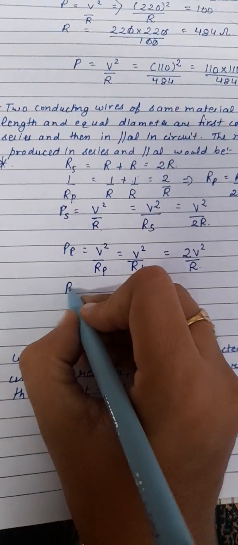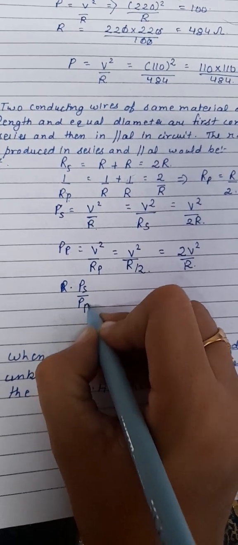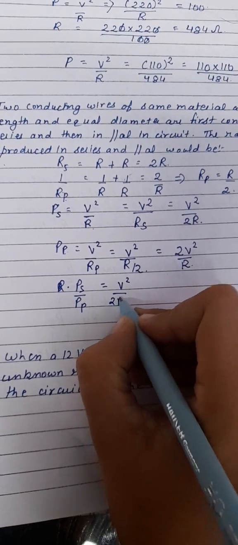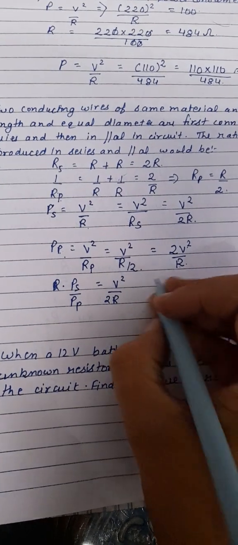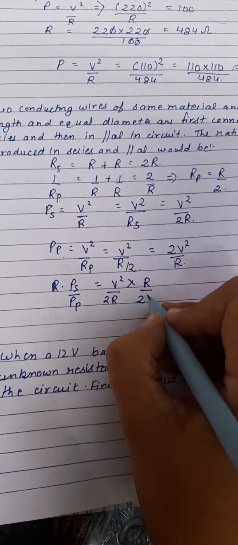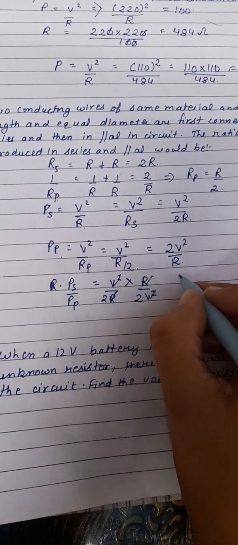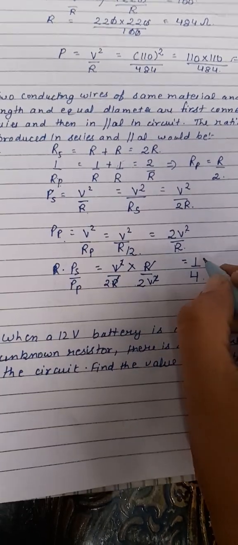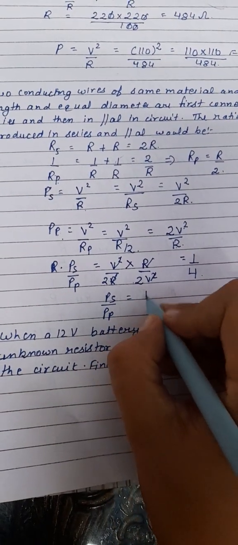Now take the ratio, that is Ps over Pp, equal to V square over 2R. If we divide by the Pp term, 2V square over R, then we have to take the reciprocal, that is R over 2V square. V square cancels out, R also cancels out, then 2 into 2 is 4, means the ratio of series and parallel is 1:4.